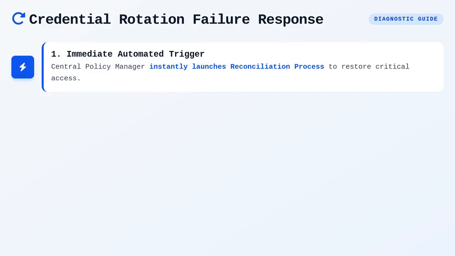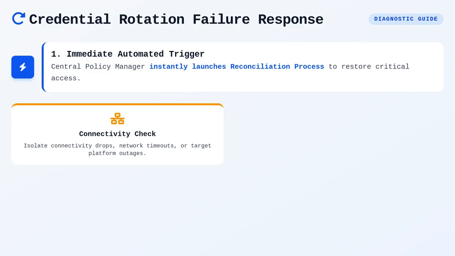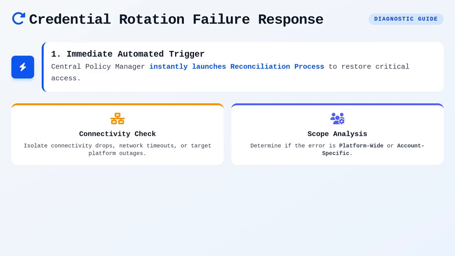Investigating these failures requires a disciplined look at the target execution platform, as many errors are rooted in simple connectivity drops or network timeouts. You should begin by isolating whether the error is persistent across the entire platform or specific to a subset of accounts.